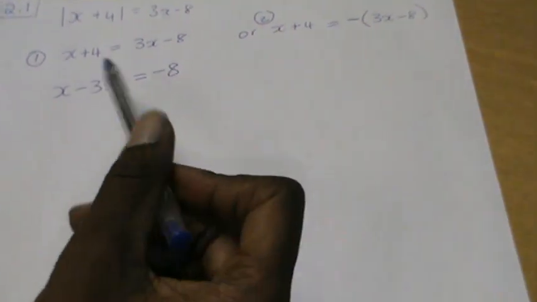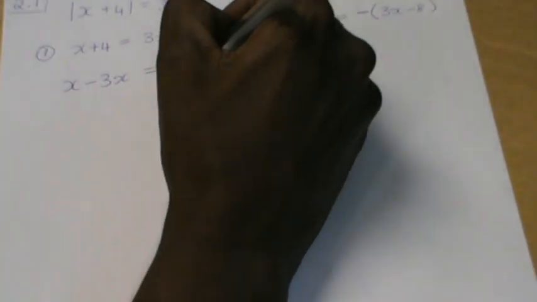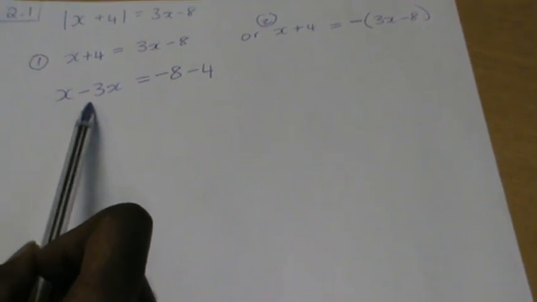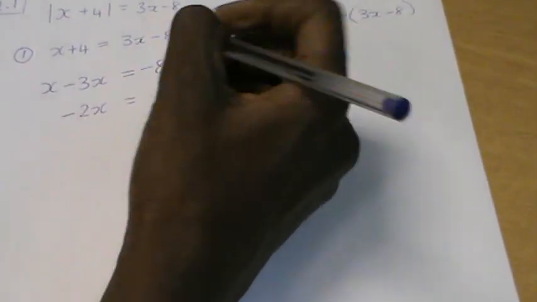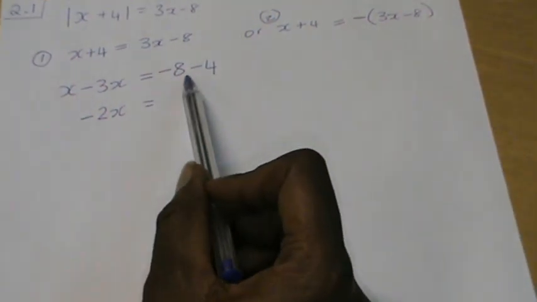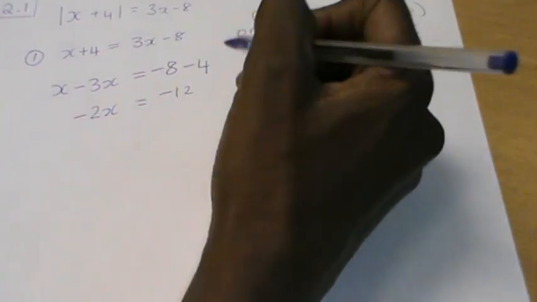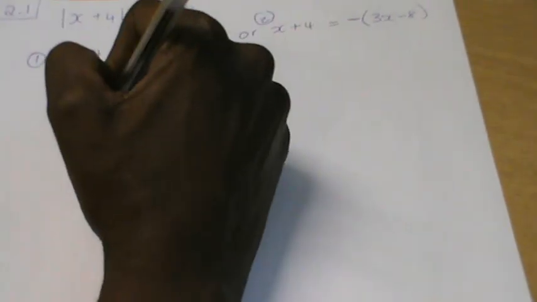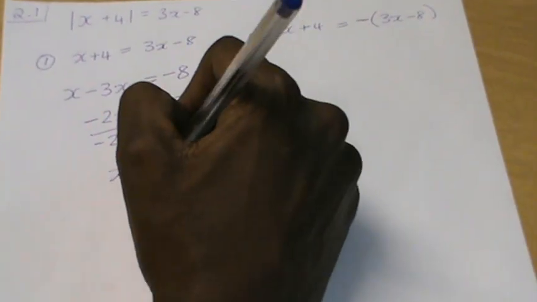I didn't do anything, and then I say this minus this 4 should go on the other side and become minus 4. Okay, so here I have x, I subtract 3 x's. How many x's do I have altogether? I should have negative 2x, and then minus 8 minus 4, this is minus 12. Then I want x, so everything without x on the other side, divide by negative 2, divide by negative 2, and I get x is equal to 6.